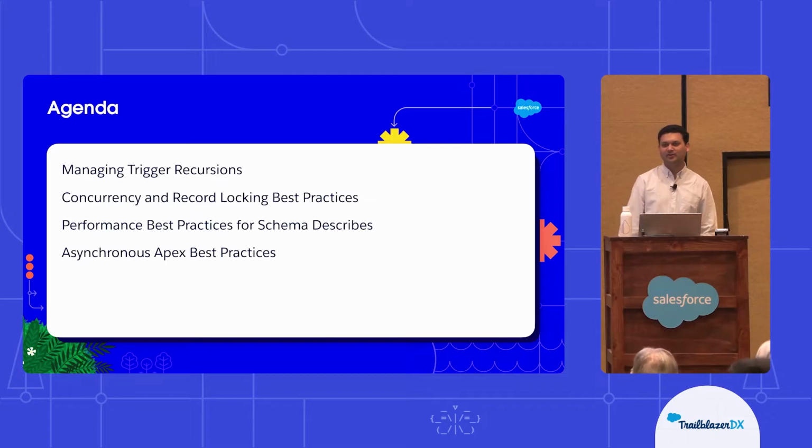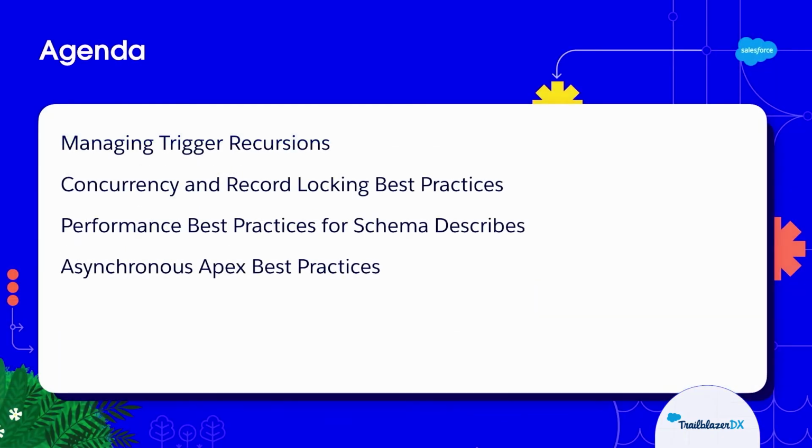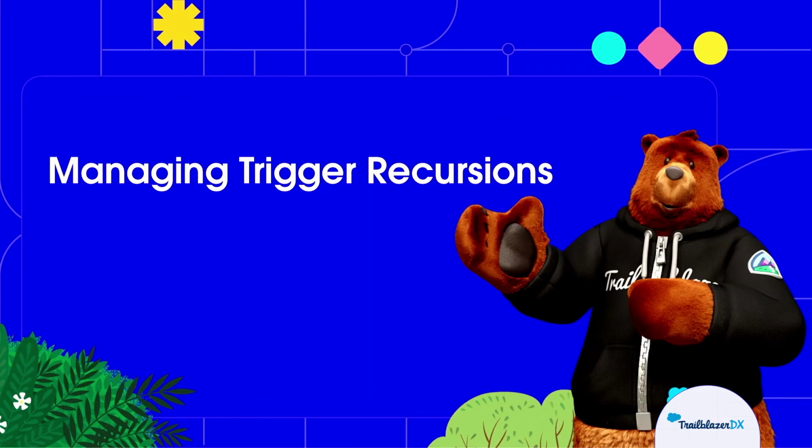And how many of you are using asynchronous Apex, like queueables, batches, platform events? Okay, perfect. So we're going to explore pros and cons of these asynchronous options that we have at Salesforce, look at some of the considerations, and derive some best practices out of it. We're going to start with managing trigger recursions, and this is going to be a lot of code, actually.